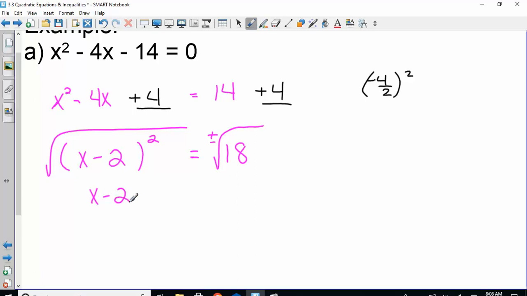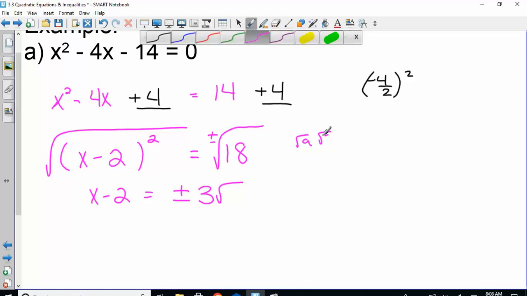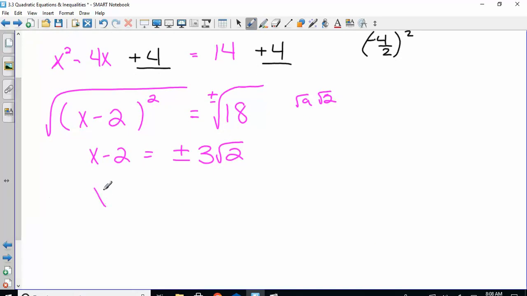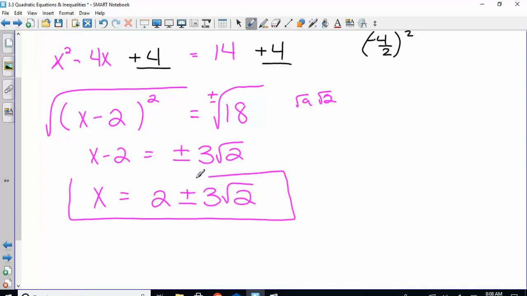So we have x minus 2 equals plus and minus the square root of 18. How do I break apart 18? 9 and 2, not 9 and 3. Sorry. And so then to get x by itself, add our 2. These aren't like terms because this has a radical with it. So I'm just going to leave my answer as 2 plus and minus 3 radical 2.